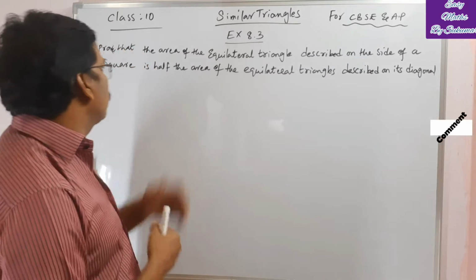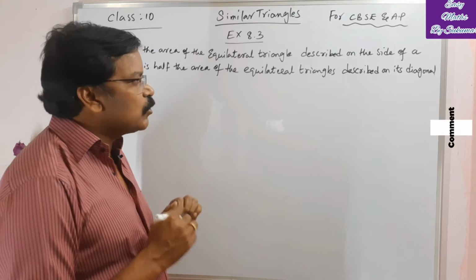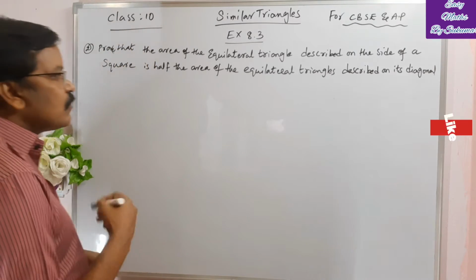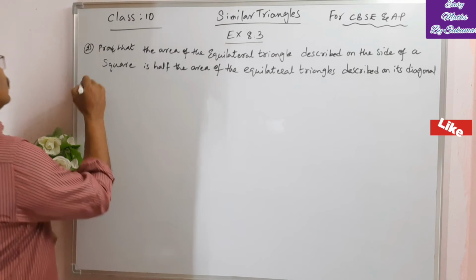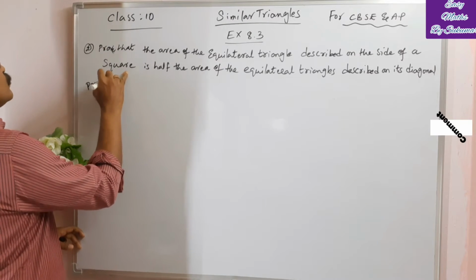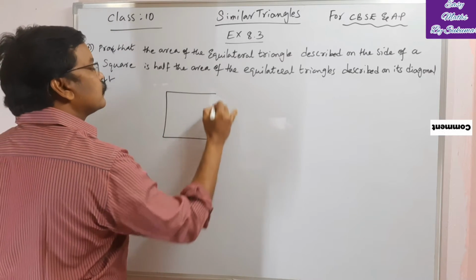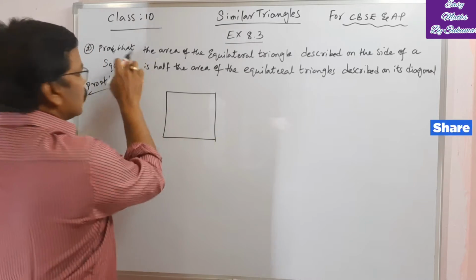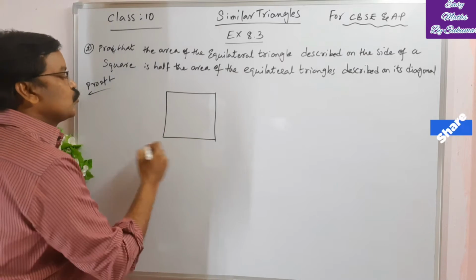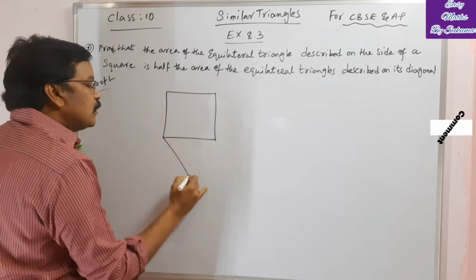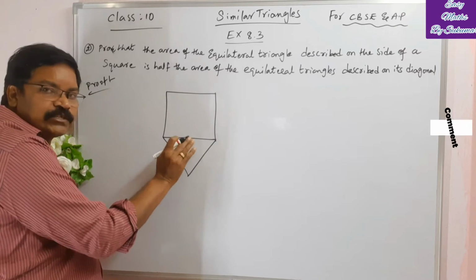Second question in exercise 8.3. Prove that the area of the equilateral triangle described on the side of a square is half the area of the equilateral triangle described on its diagonal. Okay. What we have to prove here? There is a square. The area of the equilateral triangle described on the side of a square. That means there is an equilateral triangle which is described on the side of a square.